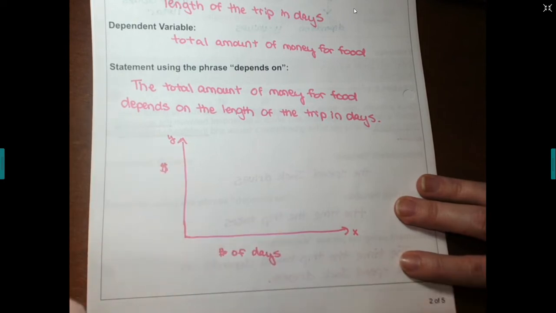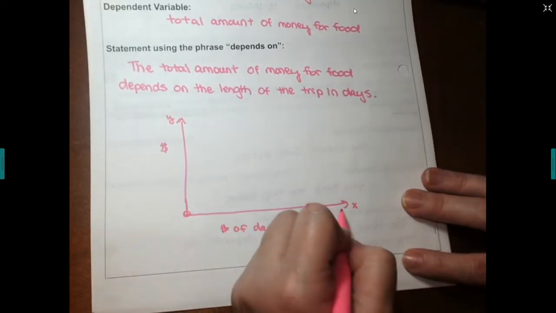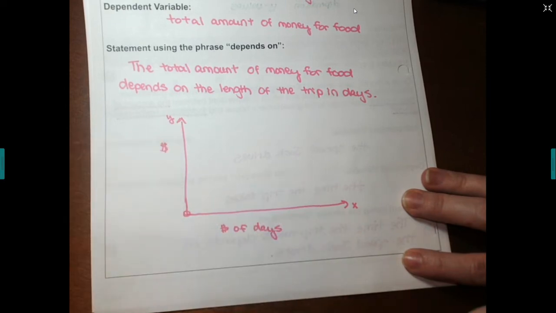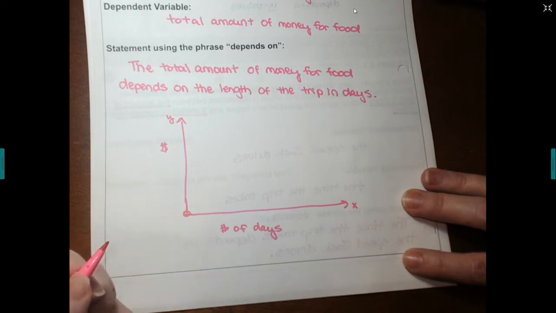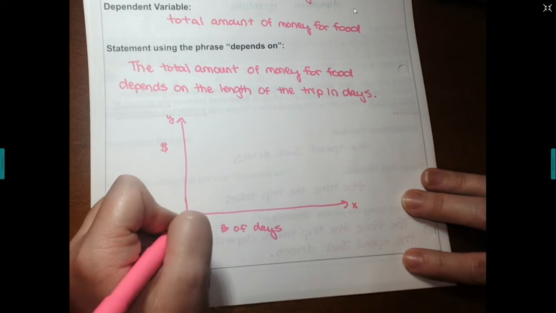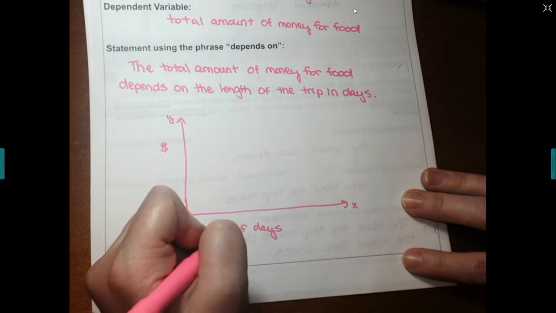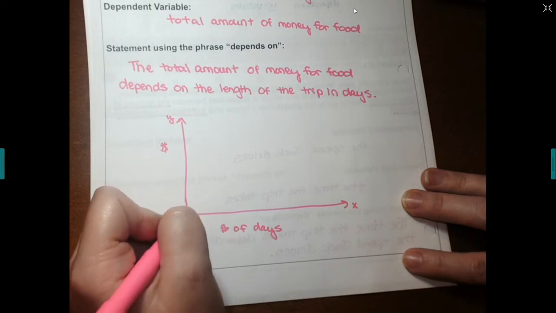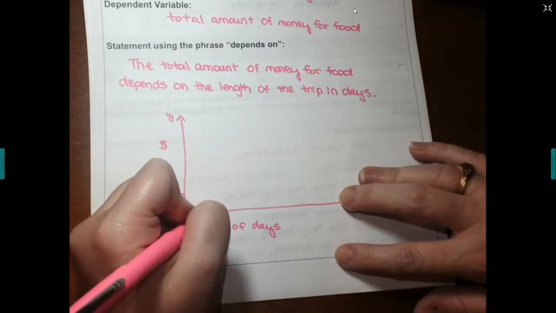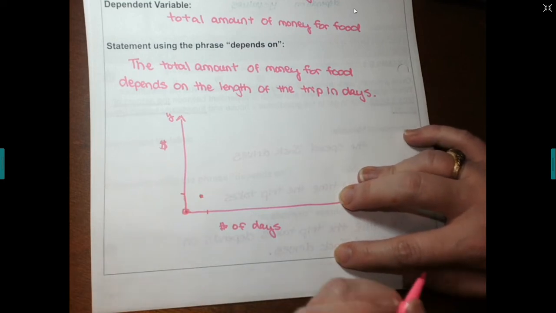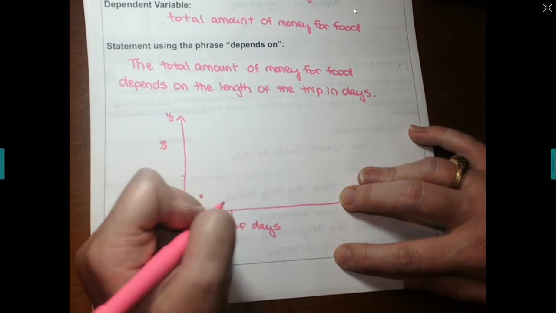Okay. So I have a question. Let's think about this. We know that this is 0, 0, right? And these numbers are going up and these numbers are going up. If I go on a 0-day trip, how much money are they going to give me for food? 0. Perfect. There's our starting point. If I go on a trip for a number of days, as my x value goes up, my y value is also going to go up. So I might end up there. Then if I go on a little bit longer trip, they're going to give me a little bit more money. More days, more money.